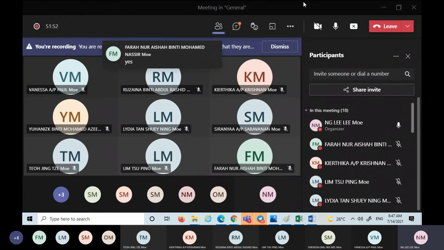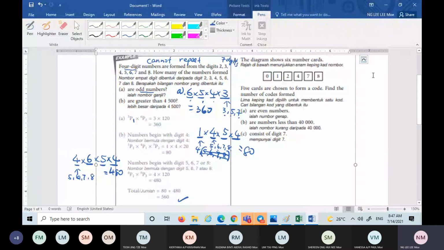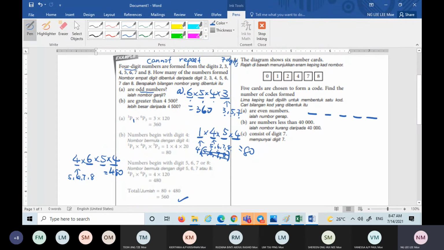Okay, Farah, you see this? I'm helping you. You answer my questions. This one is 5 numbers, 1, 2, 3, 4, 5. I try to do it like the example. Can you please answer me for this last digit? From here, this one, 0, 1, 2, 4, 7, and 8. Which number can you fill out at the last digit so that this number will be even?